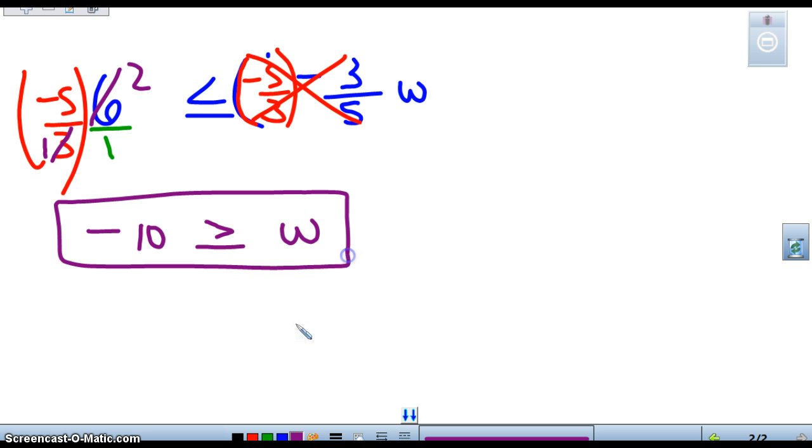Why did I flip the sign? Because we're multiplying by a negative right here, I have to flip the sign. Negative 5 times 2 equals negative 10. Do you see that?